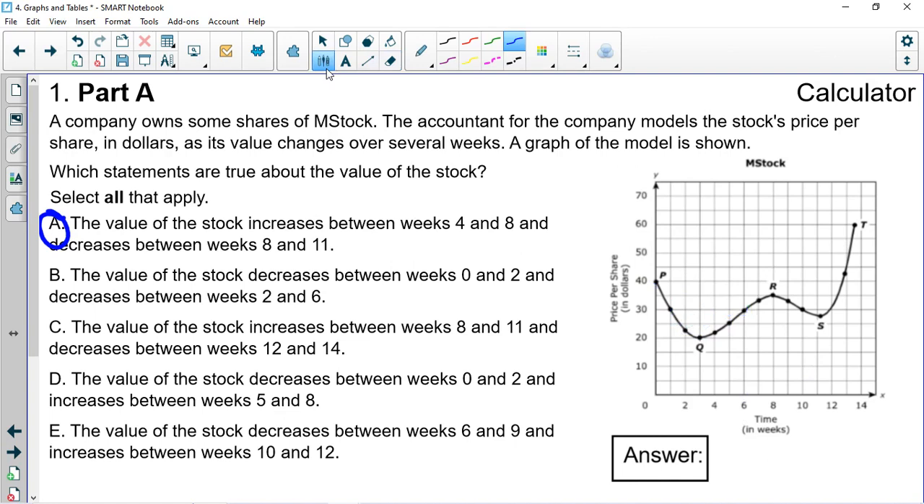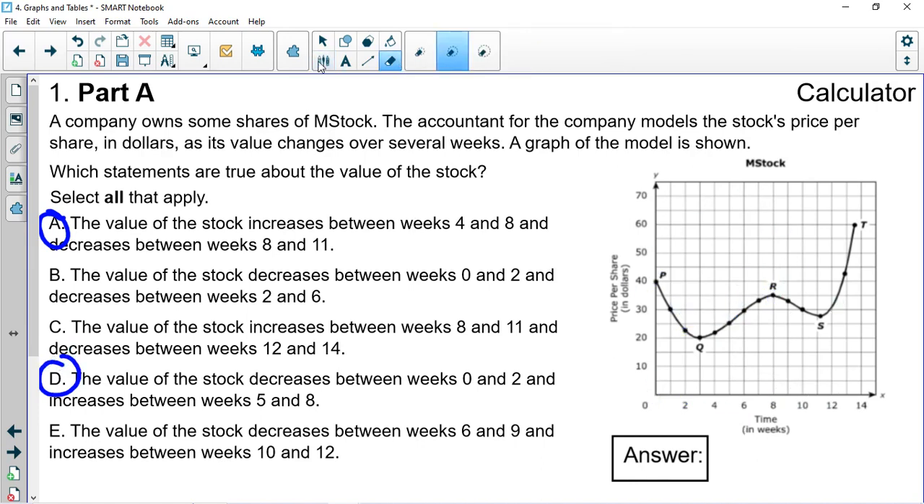Moving on to C. The value of the stock increases between weeks 8 and 11. 8 is right here, and 11 is right there. Oh, well, that's decreasing. So we don't even need to read any more of C. That's incorrect. Now we try D. The value of the stock decreases between weeks 0 and 2. So from there to there, that's decreasing. Good. And increases between weeks 5 and 8. So 5 is right there, 8 is right here, and that is increasing. So D is a correct answer.